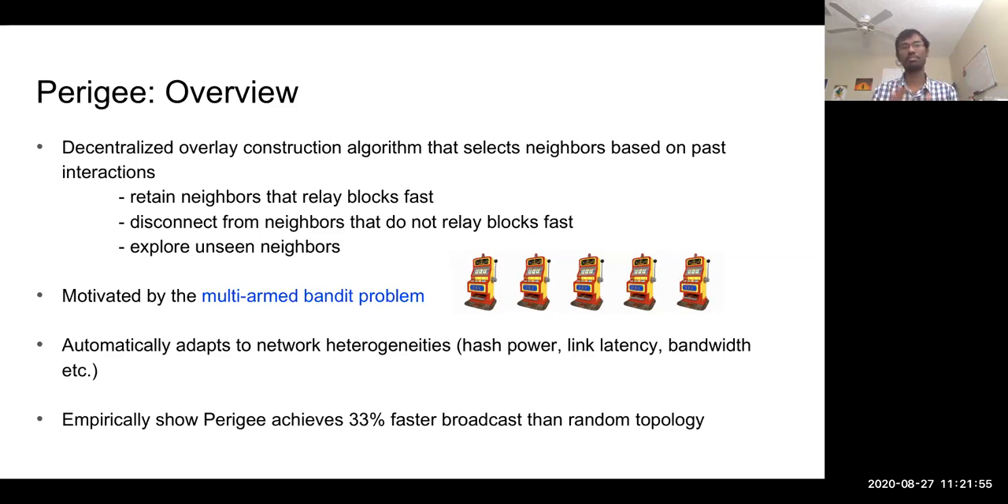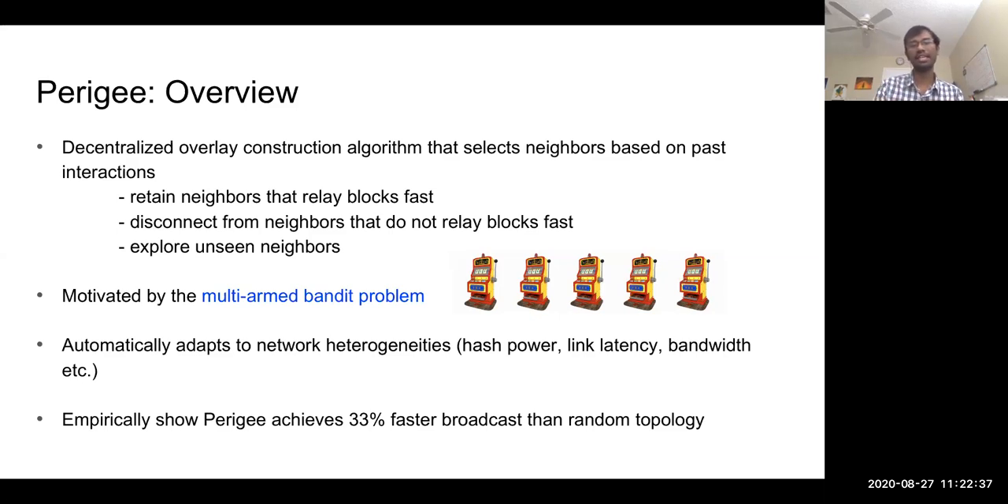Okay, so I'll explain the algorithm in more detail in just a few minutes. But our protocol is motivated by the multi-armed bandit problem. Here a node essentially wants to connect to some set of neighbors that can relay blocks fast to it. So we think of the different possible sets of neighbors a node can connect to as the different arms in this multi-armed bandit problem. And a node essentially wants to connect to that set of neighbors that relay blocks very fast, but a priori it does not know which set of neighbors are going to be relaying blocks how fast.